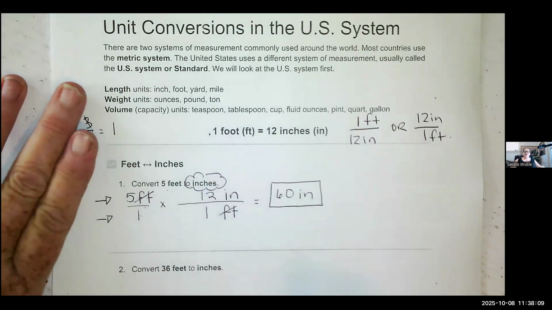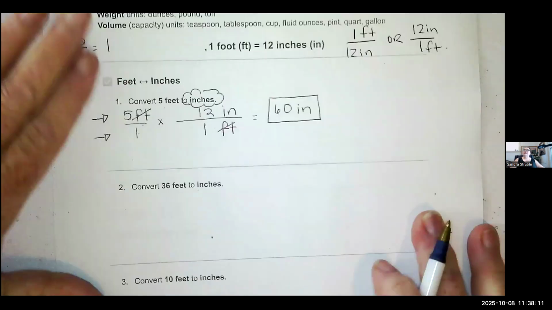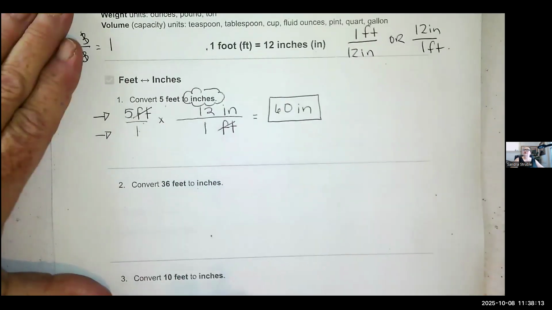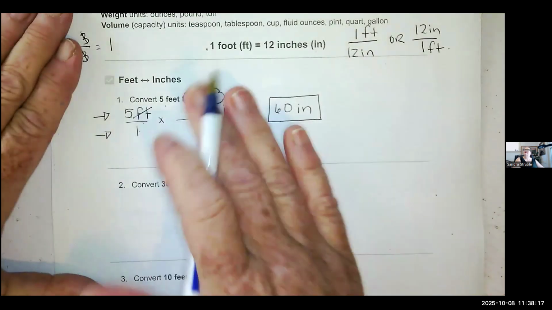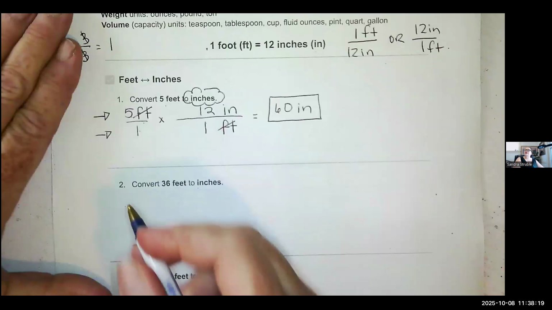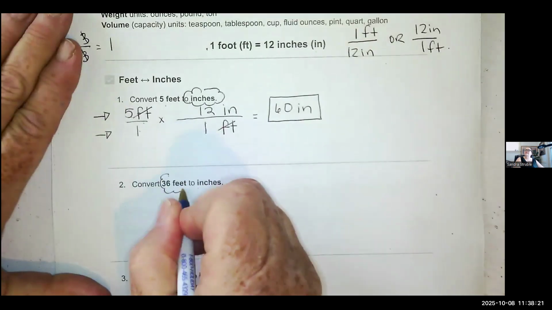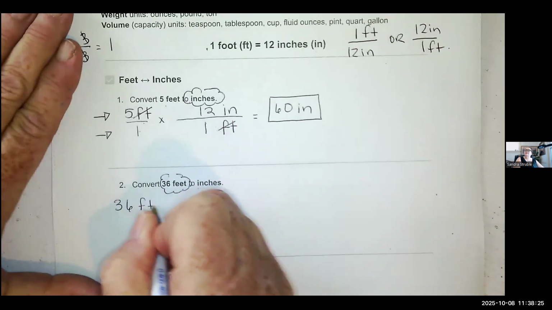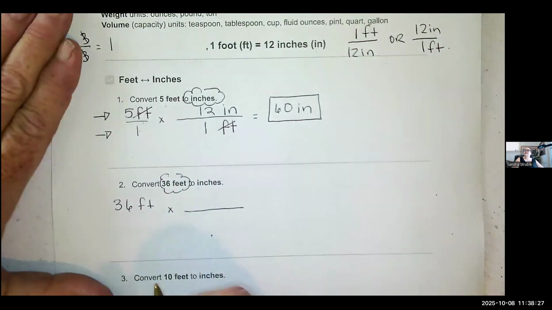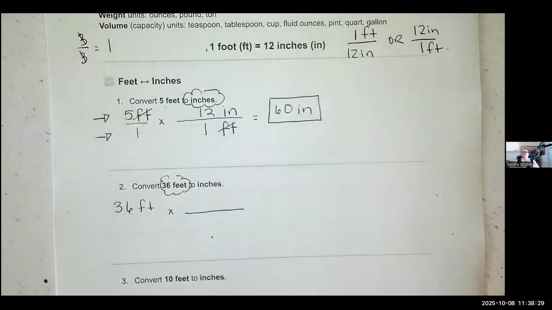I want you to pause the video and attempt this next one yourself, converting 36 feet to inches. Same concept. You're going to start off with what you're given, 36 feet. Set up your plan, figure out where you're going to put feet, where you're going to put inches, and then plug in your numbers and multiply straight across. Pause the video, attempt this yourself, and then come back and see how you did.